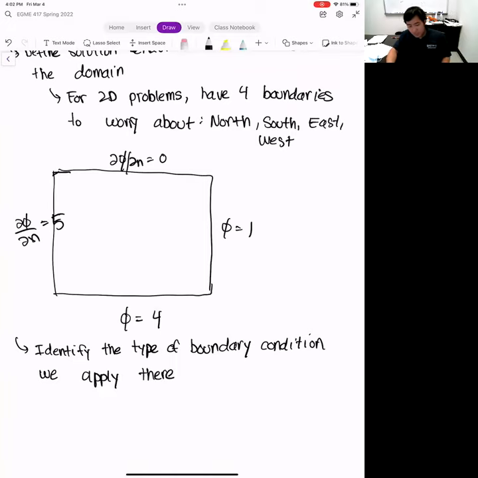Okay. And so let's go through this example right here and label what each of the boundary condition types are. Let's start with the north. The north boundary condition is partial phi partial n is equal to 0. Since we have a boundary condition on the derivative of phi, we have a Neumann type boundary condition.